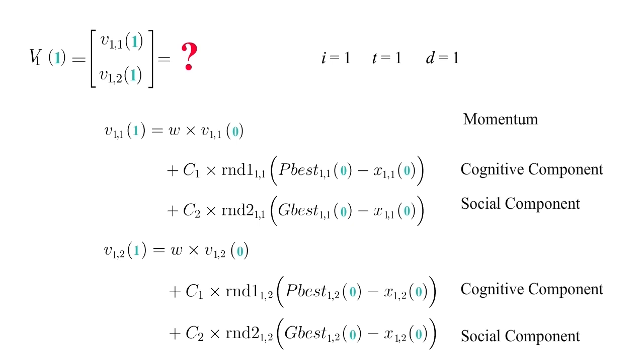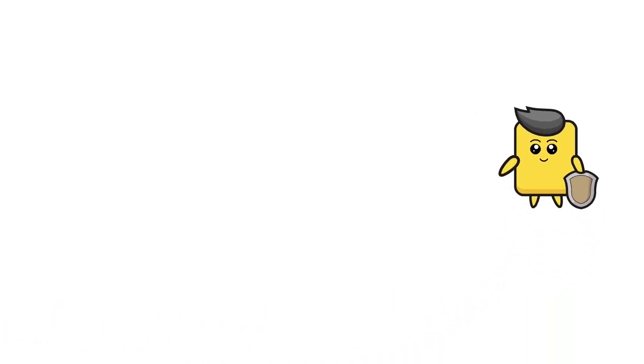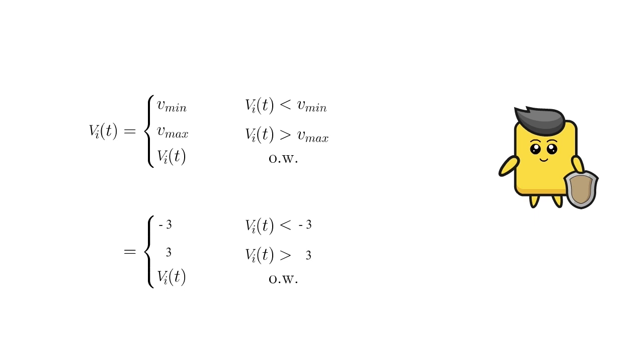After determining the new velocity values, it's important to check if they fall within the allowed range. In our problem, we set the range to -3 and 3. If the velocity exceeds 3, it is adjusted to 3, and if it falls below -3, it is set to -3. These velocity limits help maintain stability in the search process and prevent oscillations around optimal solutions.